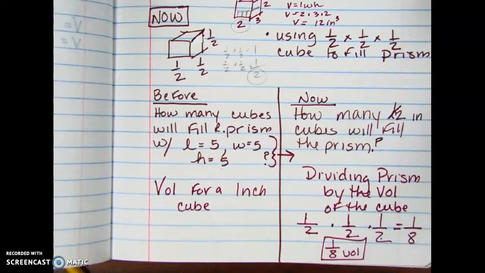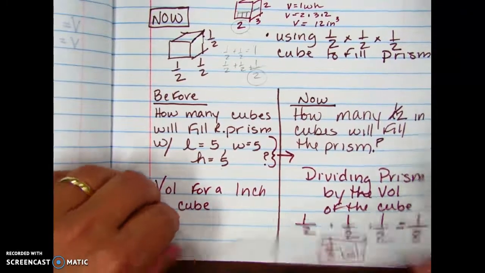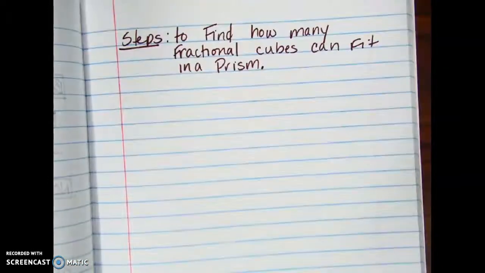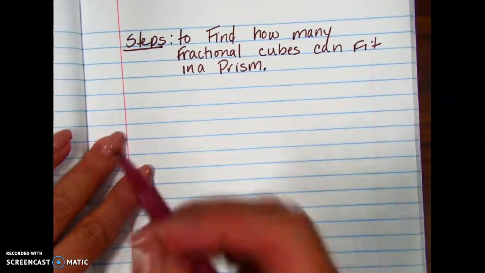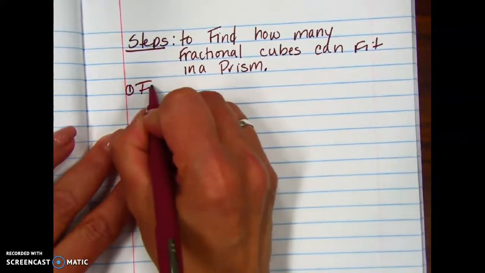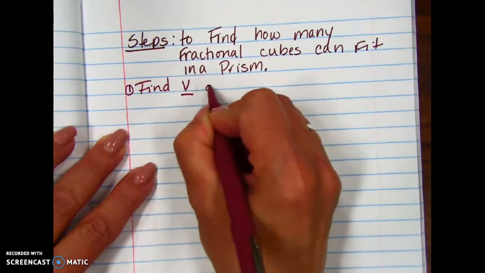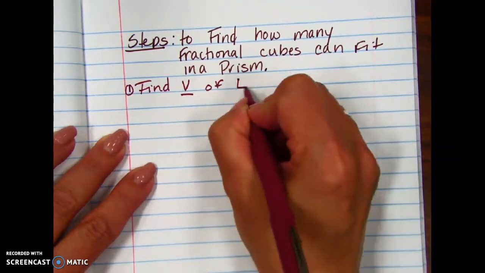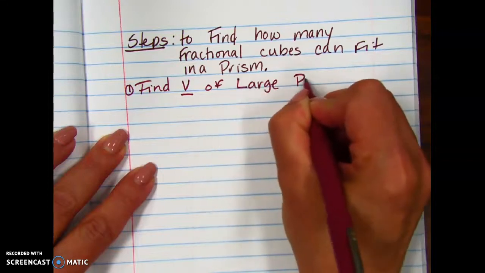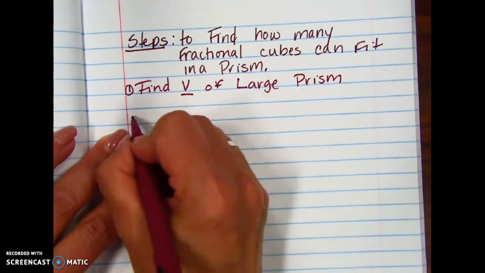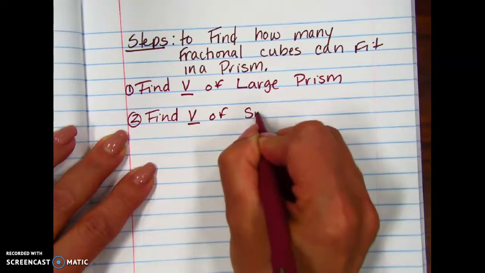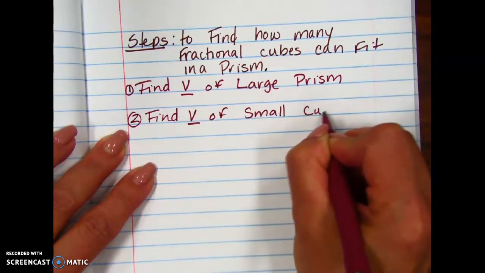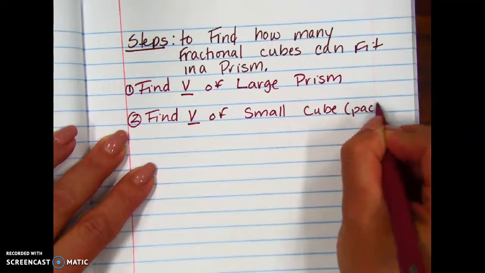Now, that probably is a little confusing. So we're going to turn the page and really look at this. Here's the first thing that we're going to write down: the steps to finding how many fractional cubes can fit into a prism. The first thing that we're going to do is find the volume of the large prism. We can do that. The second step is to find the volume of the small cube. That's the one that's being packed into the prism.